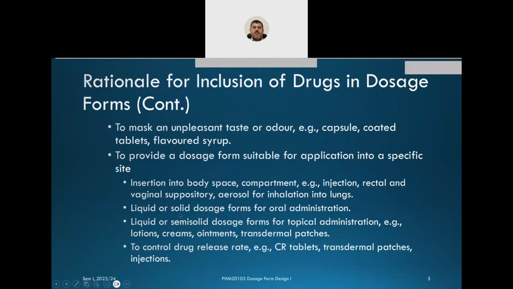We can make liquid or solid dosage forms for oral administration, liquid dosage forms like syrups, solid dosage forms like tablets and capsules. We can make liquid or semi-solid dosage forms for topical administration, like lotions, which are a liquid dosage form. Creams and ointments are semi-solid dosage forms. We can make transdermal patches that can be applied to the skin, and they will release the drug to be absorbed through the skin and can reach even the systemic circulation and produce a systemic effect.